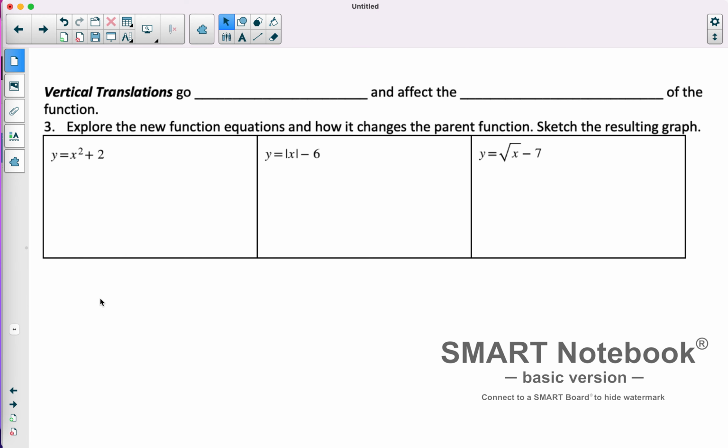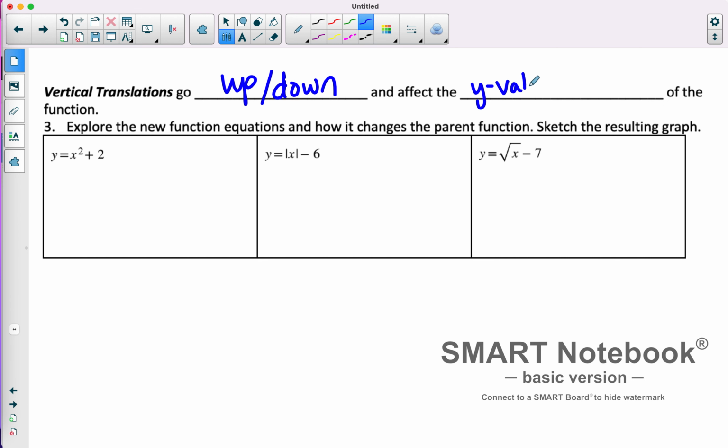Now let's switch to vertical translations. Vertical translations go up and down. They're going to affect the y values, or the outputs of the function. If we look at these on Desmos, we still have the main functions. We have an x squared, we have an absolute value of x, we have a square root of x. So we're using those three primary functions, our parent functions that we started with.